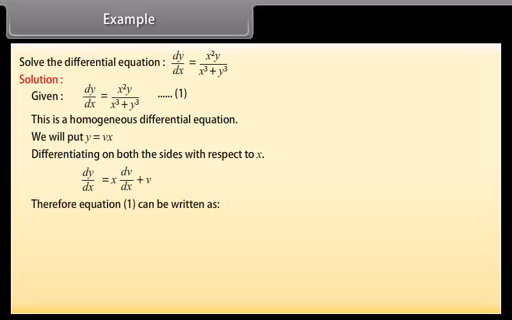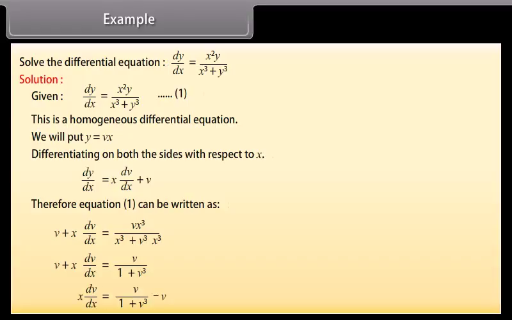Therefore, equation 1 can be written as v plus x into dv by dx equals v x cube by (x cube plus v cube x cube). V plus x into dv by dx equals v upon (1 plus v cube). X dv by dx equals v upon (1 plus v cube) minus v, equals (v minus v raised to the power 4) upon (1 plus v cube).